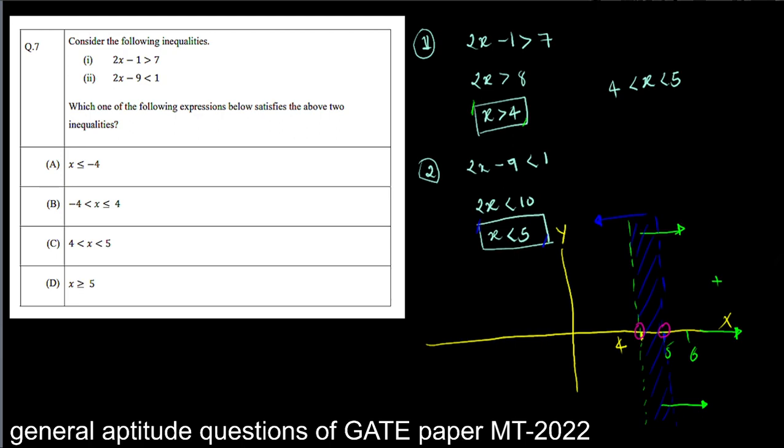So from the options, we can say option C correctly describes the condition for the variable x to satisfy both inequalities simultaneously. So option C is the correct one.